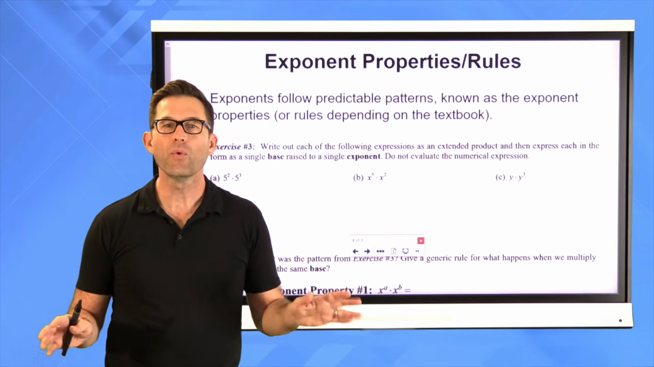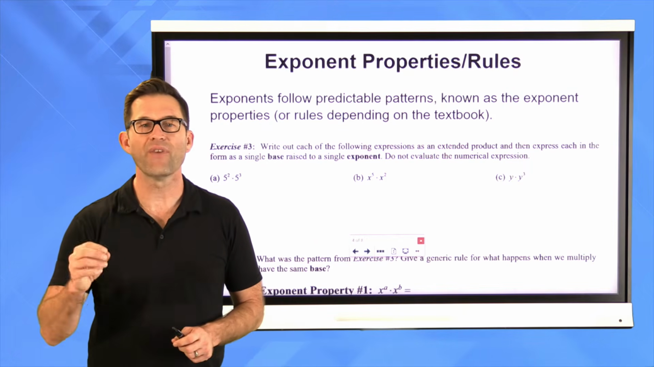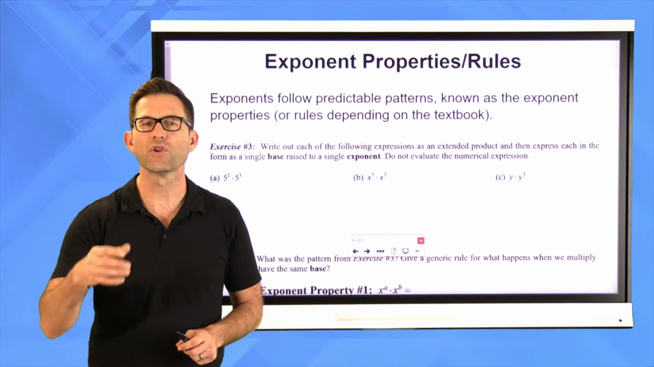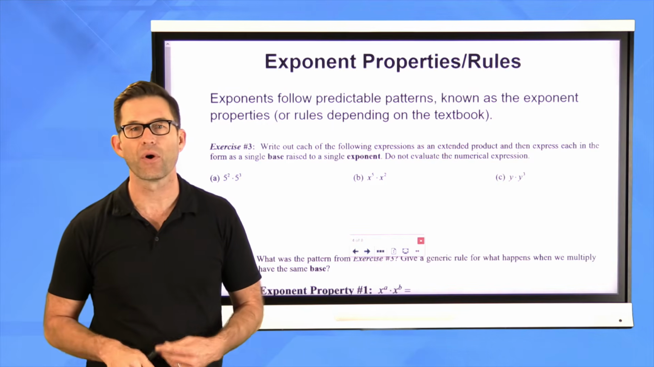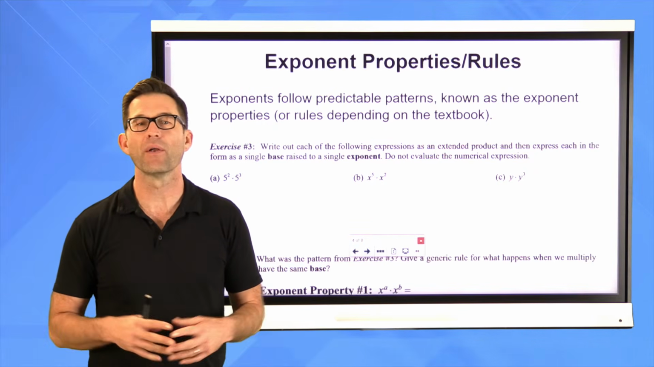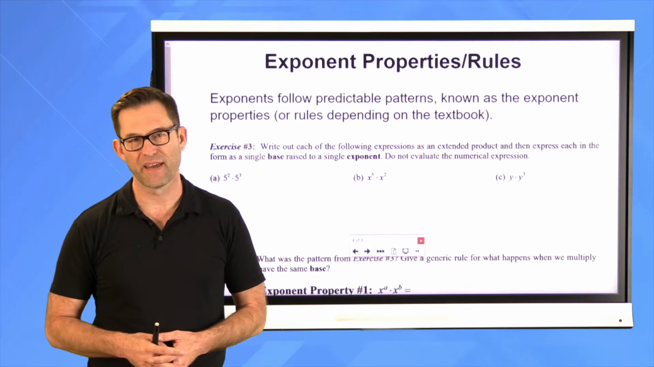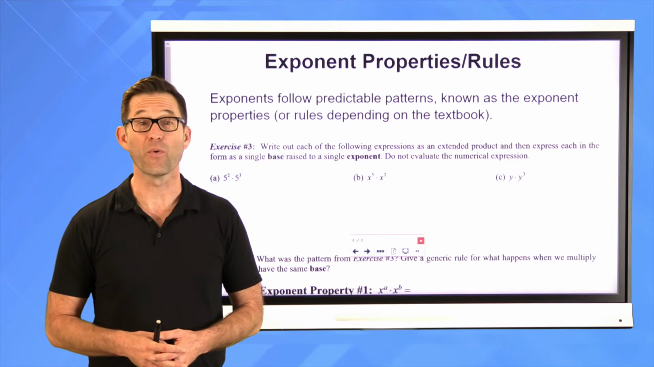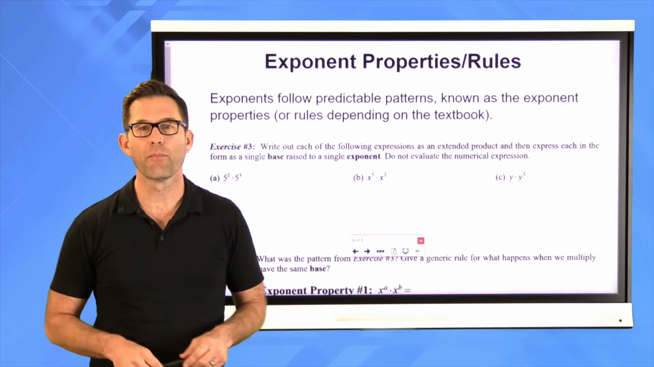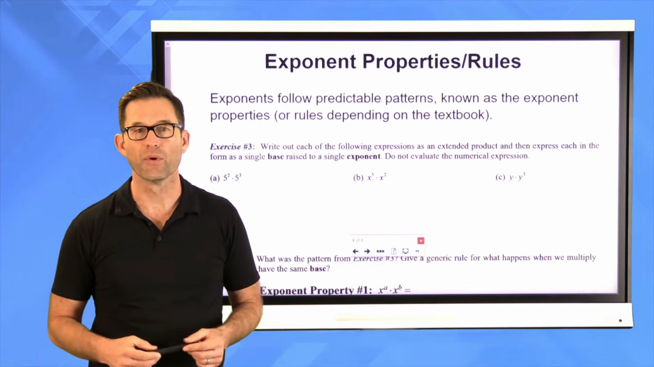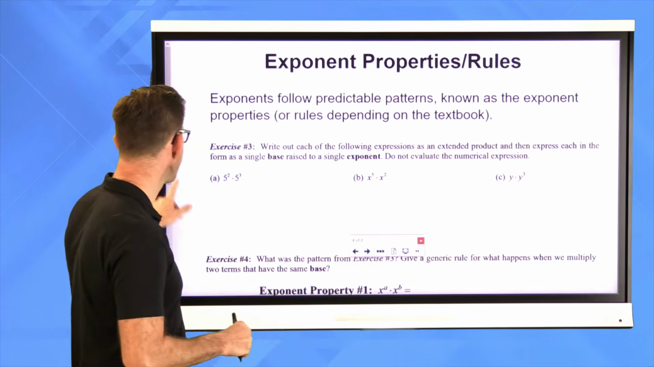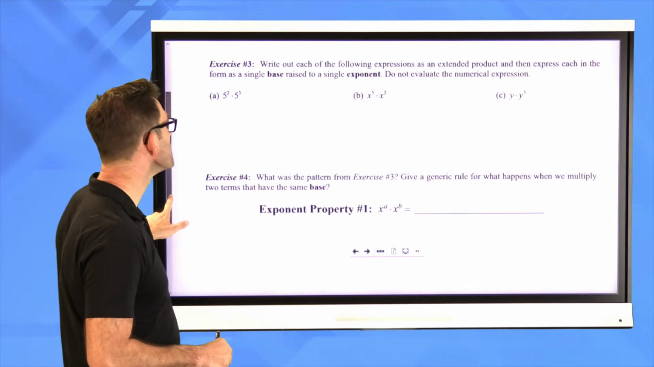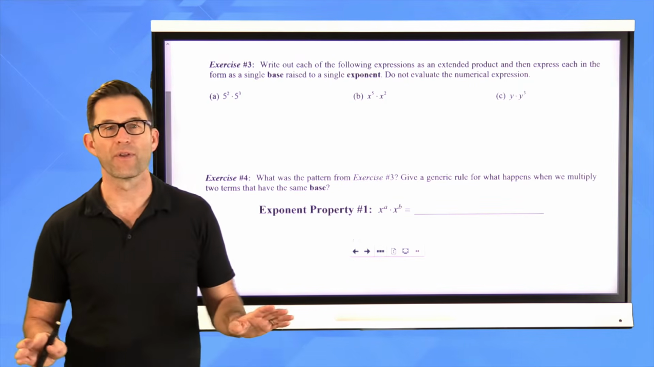Now, one of the cool things about exponents is that they follow predictable patterns, and you've learned about these things in previous courses. They're called exponent properties, sometimes called exponent rules, depending on the textbook that you're using. We might call them both. Anyway, they follow these predictable patterns known as exponent properties or rules. So let's take a look at exercise number 3 to see the most basic exponent rule that's out there.